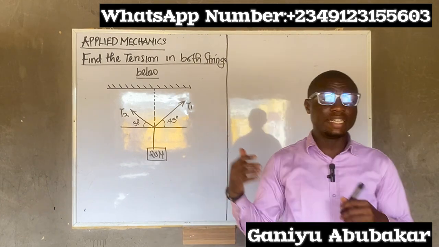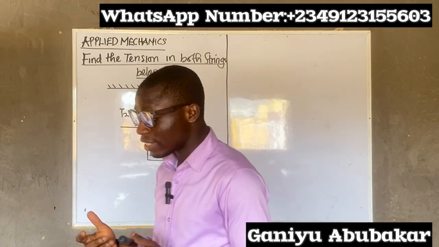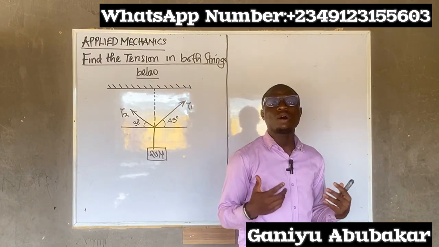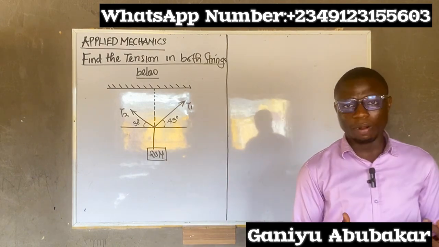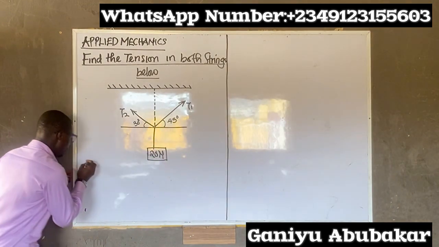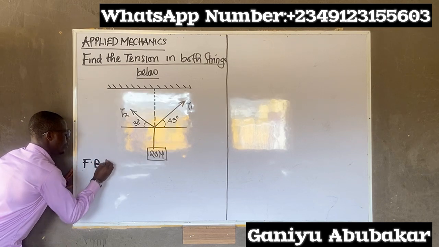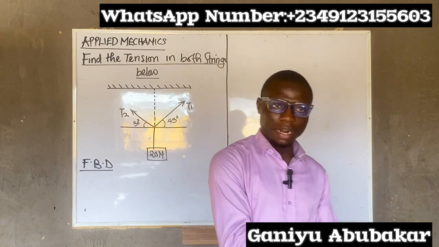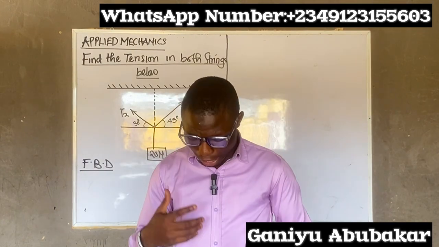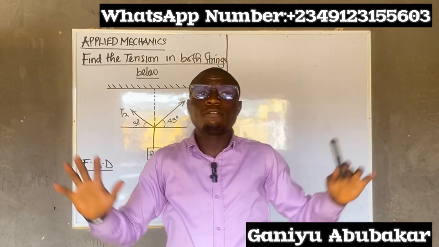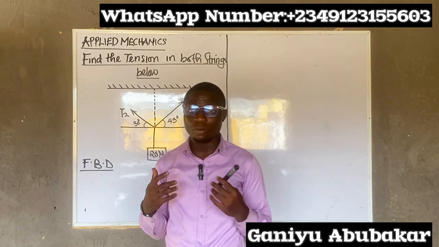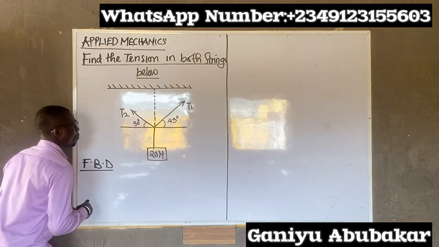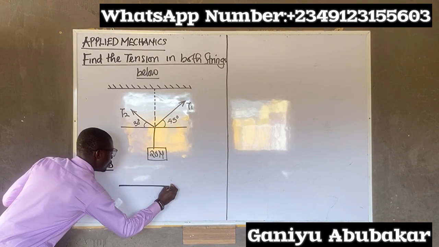What do you do in this case? We said in our first classes that to solve problems of this nature, your first priority is to draw out the free body diagram, FBD. We said free body diagram is simply a diagram that shows all the external forces acting on the structure. So in this case, if I draw this out, I should have something of this nature.